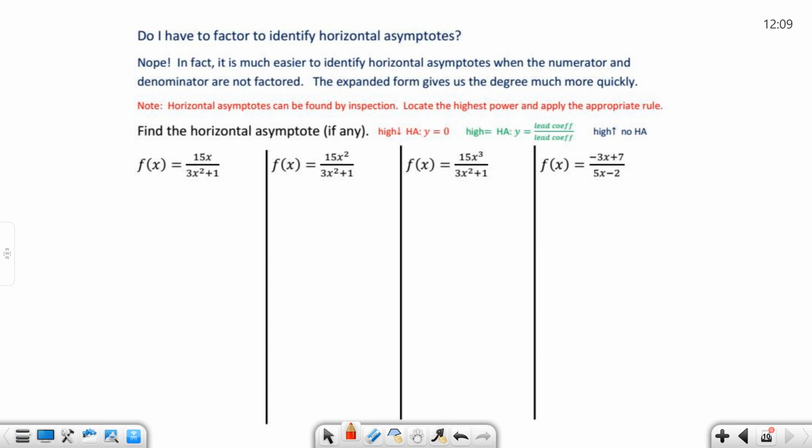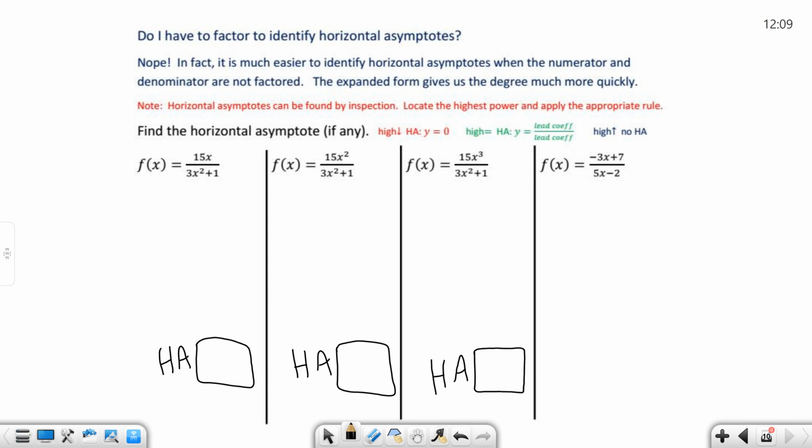All right? So here, let me go ahead and put some boxes down here for horizontal asymptote. Let's see what we got here for these things here. So if we look at the first one up here, as I write these on here, we get f of x equals 15x over 3x squared plus 1. All right? So here, where is the highest power? Well, first of all, the highest power is 2, and where is it? In the bottom. And my rule for highest power in the bottom says y equals 0.